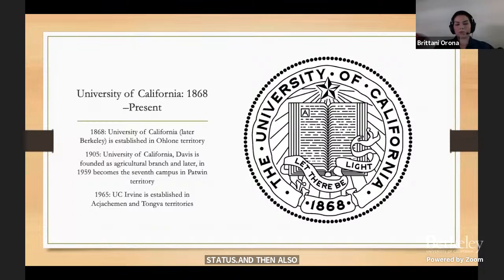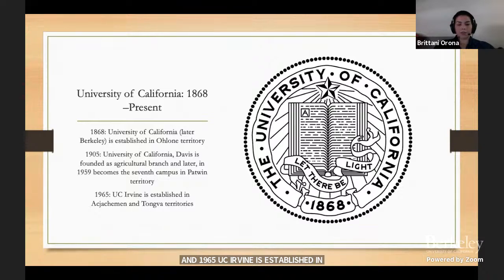and then also the continuous policing of our culture and our ability to interact with our traditional landscapes, whether that be through public or private lands. And so the University of California is established in Ohlone territory in 1905 as a part of the agricultural branch. University of California, Davis is established in 1905 and then becomes a full university in 1959 in Patwin territory. And then in 1965, UC Irvine is established in Echiwime and Tongva territories. So every place that we think that a UC sits on now is California Indigenous lands.